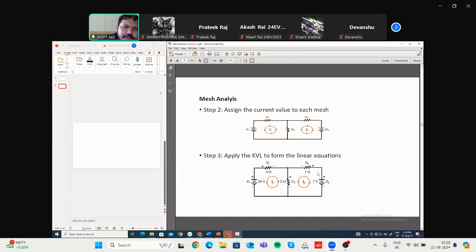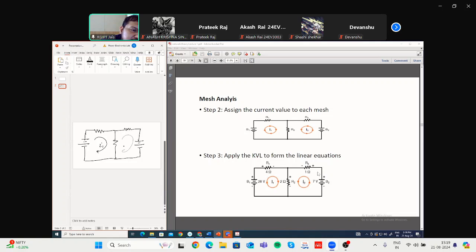Okay, so now we are assigning this. So first, what you have to do? Let us say this is your mesh 1. So there is a voltage source, again an independent voltage source. This is R1. This is R2. This is R3, and this is another voltage source. Okay. What you have done, you have considered some unknown current I1 in clockwise direction in mesh 1.